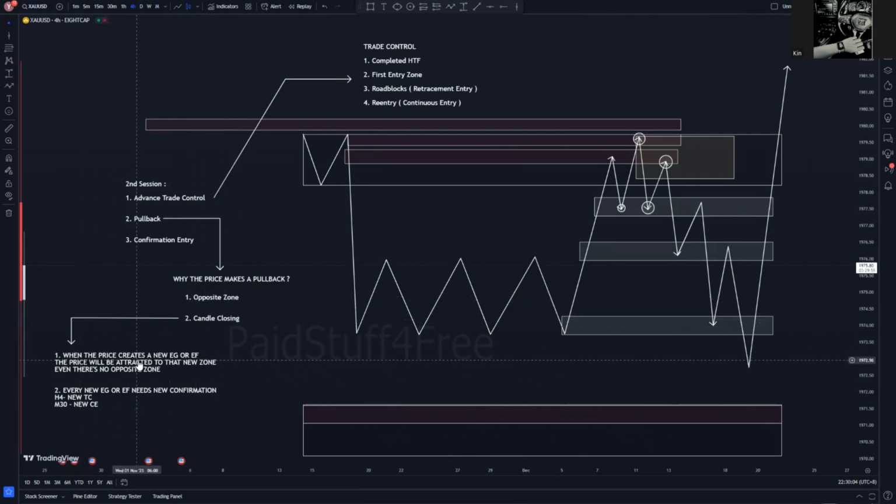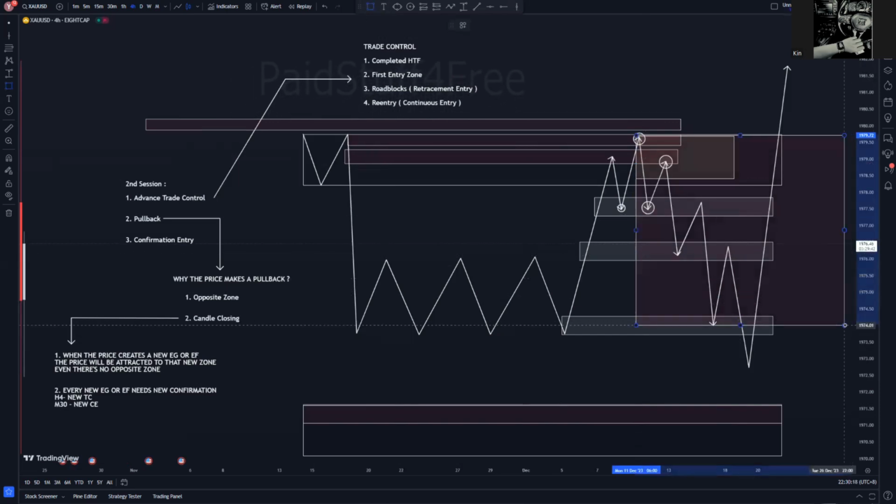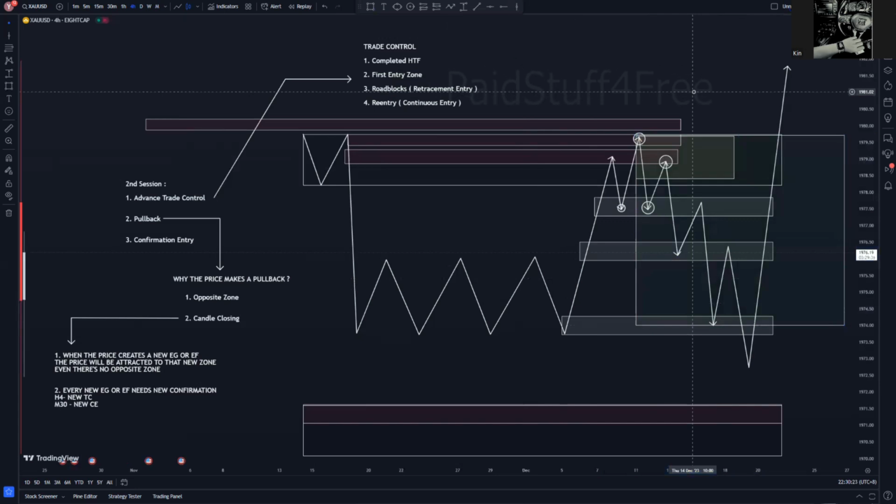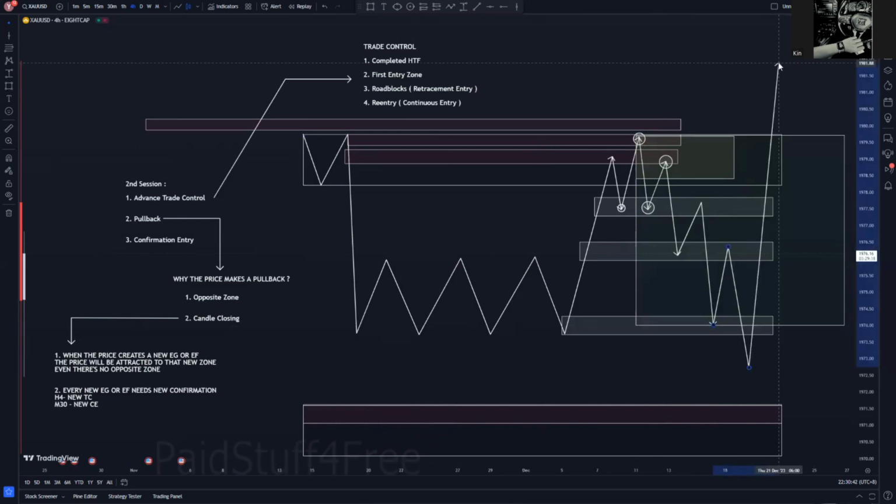When the price creates a new EG or new EF, the price will be attracted to that new zone to make a pullback into that zone, even if there is no opposite zone. For example, maybe somewhere around here, we see a new engulfing sell on H4. The price closed as a new engulfing sell on H4 somewhere here, and then the price makes a pullback because there was a new H4. So why does the price break through this H4 sell?